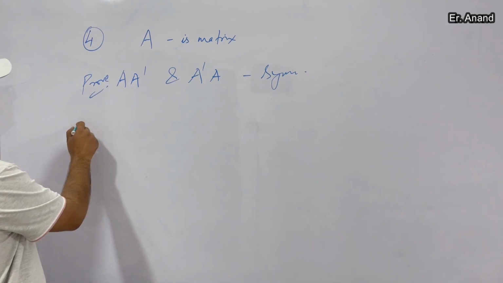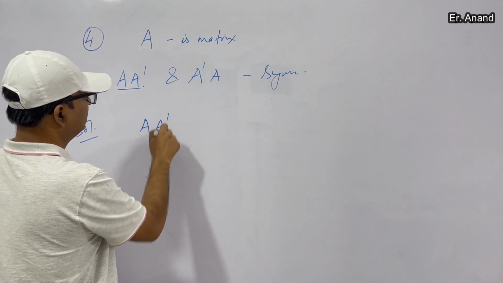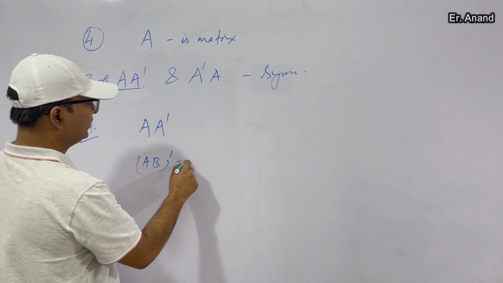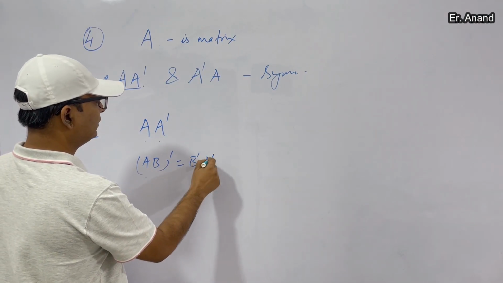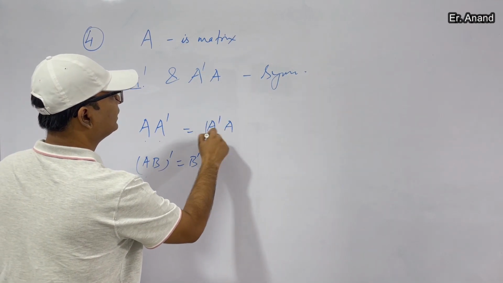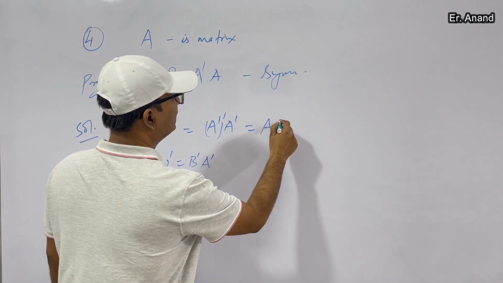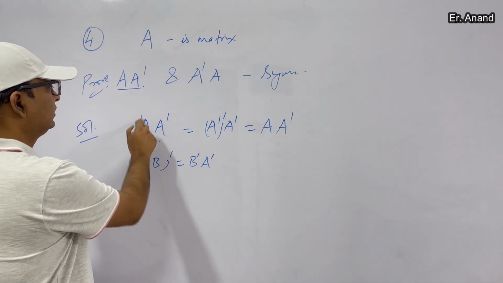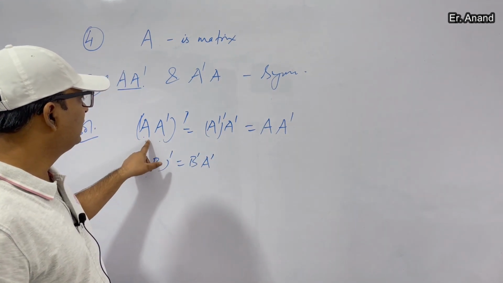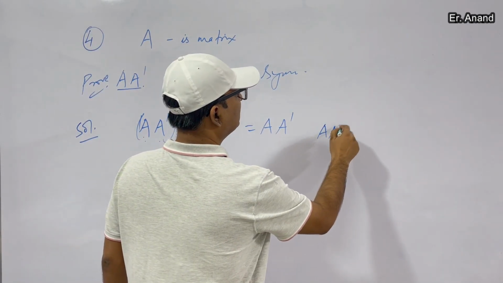Okay, let's see how. Let's take the first one. This is the first matrix, this is the second matrix. If this was AB, its transpose was B dash A dash. First of all, we reverse and then we take the transpose. Now the transpose of the transpose is the original matrix. So this is AA dash. Now you see, the transpose of AA dash is equal to AA dash. Therefore AA dash is symmetric.